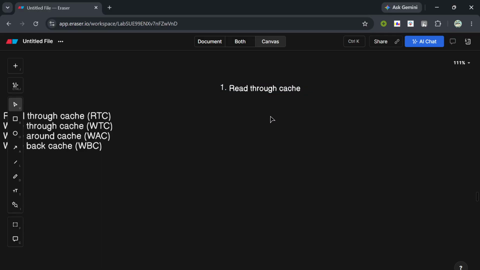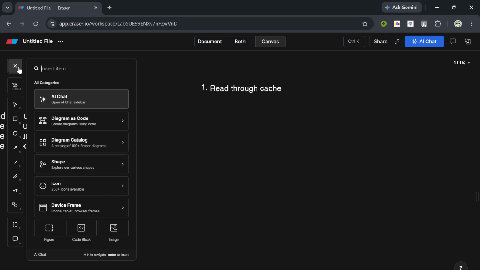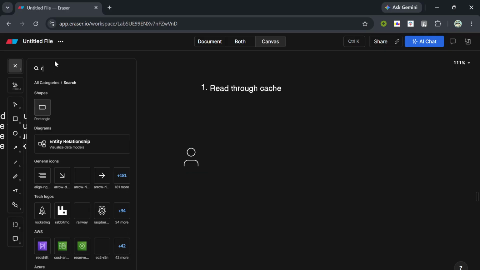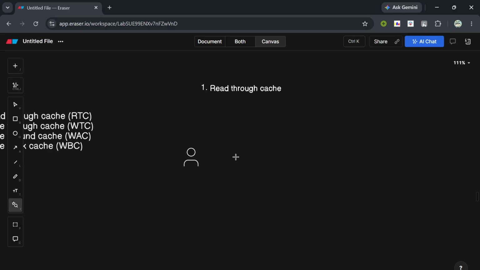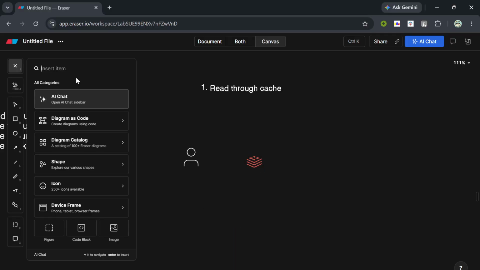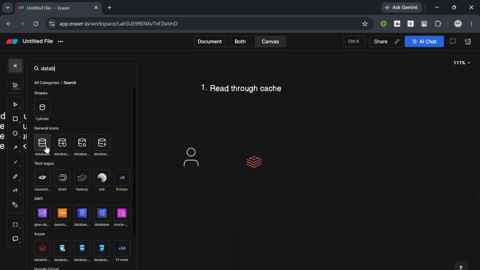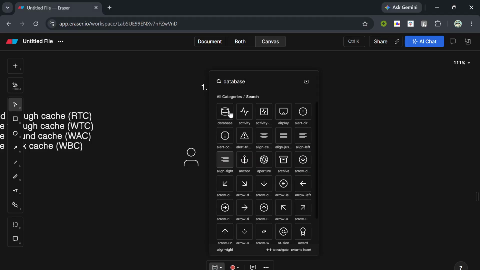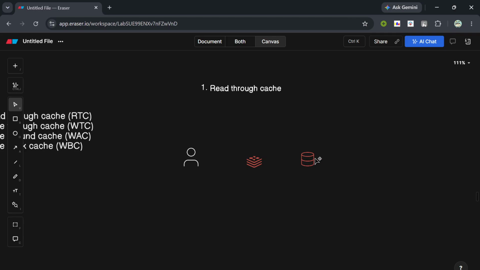Now, in this read through cache strategy, let's say we have a user right here. Then we have our cache memory. Here we are using Redis for our caching, for example. And then we have our main database. So we have this structure, let's say.